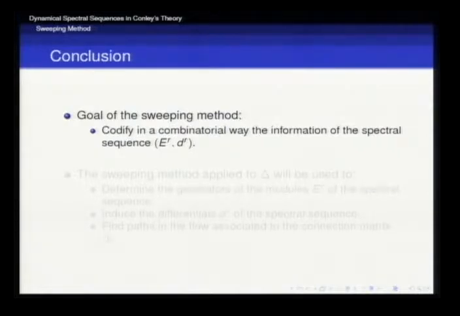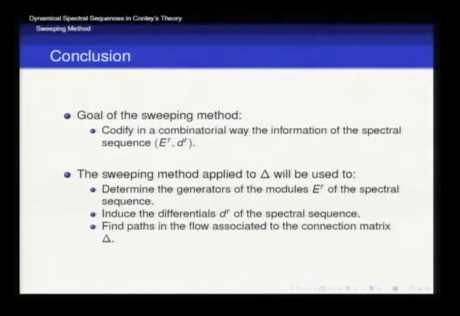The goal of the sweeping method is to code in a combinatorial way the information of the spectral sequence. The sweeping method applied to delta will give us the following results, which is why we call it the Conley spectral sequence. Applied to this connection matrix, it will give us the generators of the modules E^r in the spectral sequence. Certain entries will tell us how the differentials d^r of the spectral sequence are induced, and it is also connected with paths in a flow associated to the connection matrix. So there are several results that come from this sweeping method.